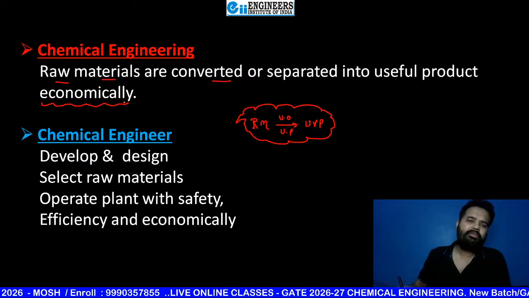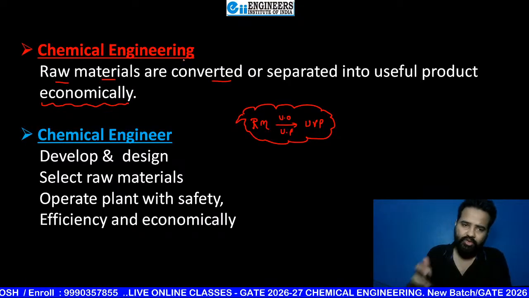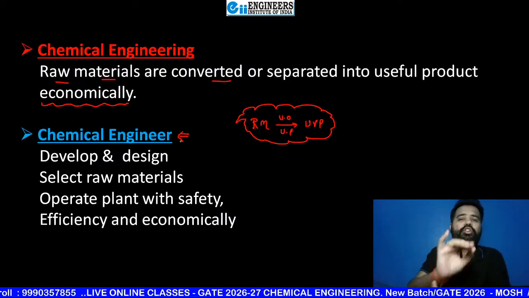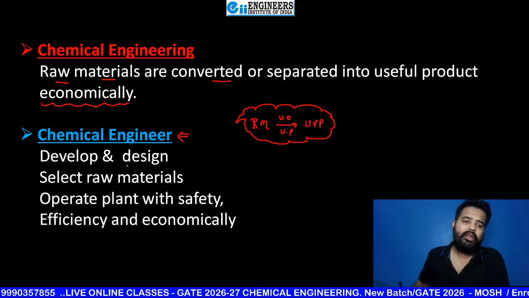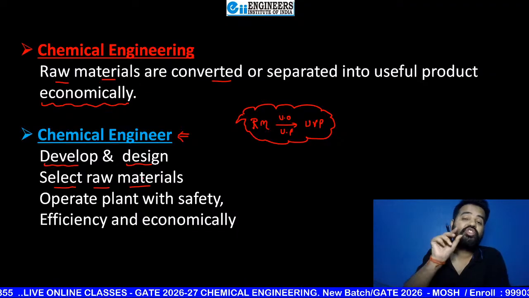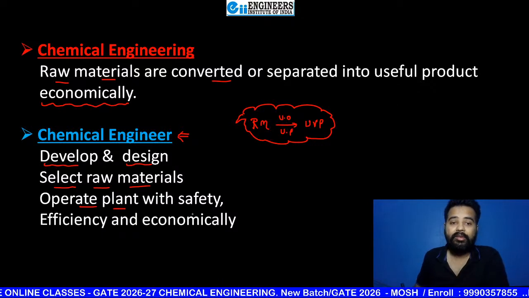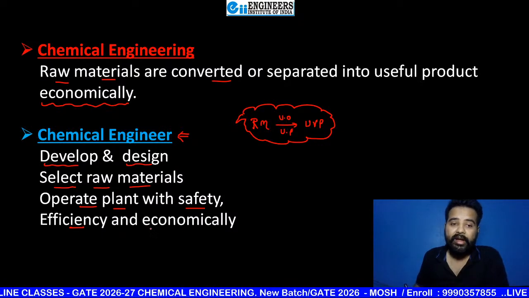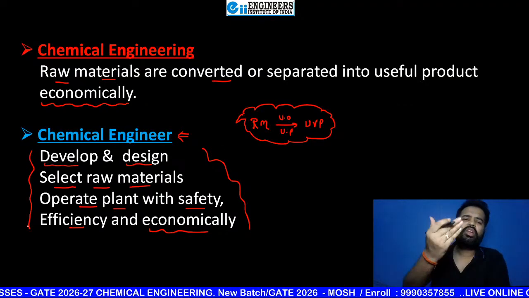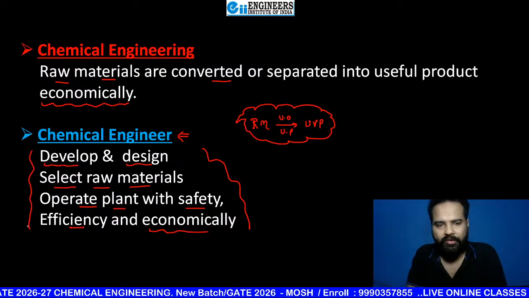Because this is just introduction, in the first 5 to 10 minutes I just want to give a bit of introduction. So one more introductory part: if someone asks you what the main work of a chemical engineer is, then beta you have to develop processes, design, select which raw material is required to manufacture that useful product, and operate the plant with safety, efficiently, and economically. This is the main work of a chemical engineer. Sometimes in interviews, they can ask these types of basic questions at the start of the interview. So I hope you are able to give the answer now.